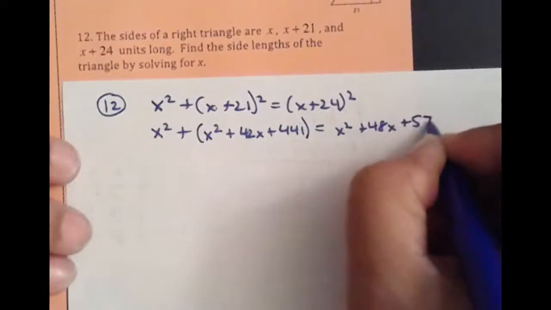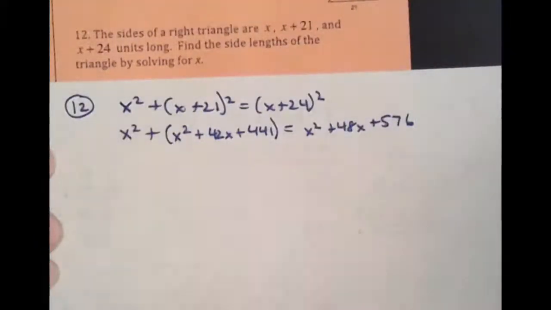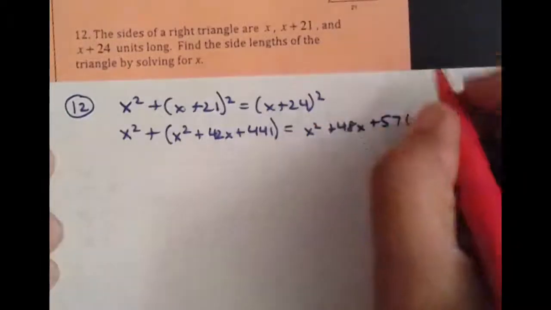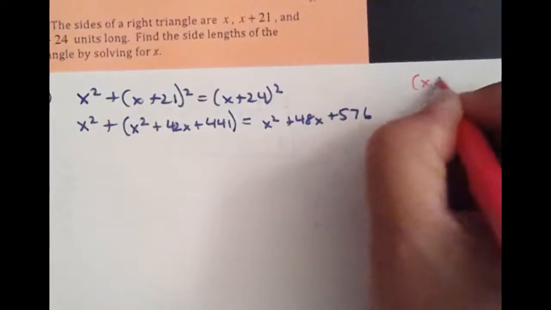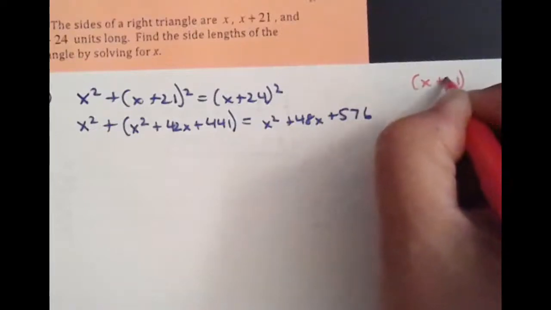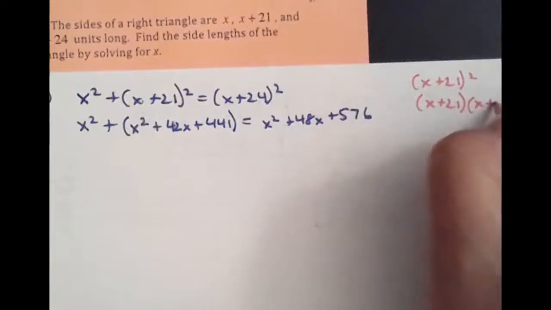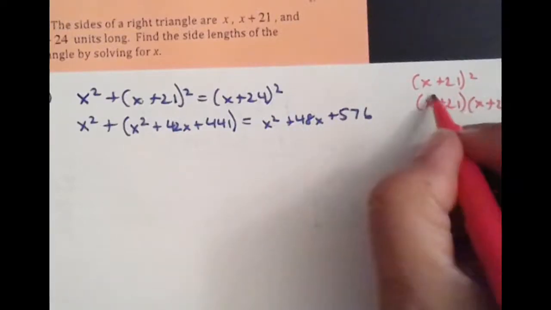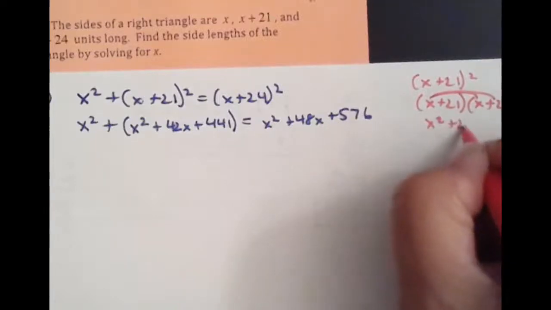576. Just a little quick reminder, just in case you're wondering how did you get that? Remember what it means to square something. So I'll do a little bit of work on the side here. X plus 21 squared means the same thing as x plus 21 times x plus 21. And that's when you do the x times x. X times 21.